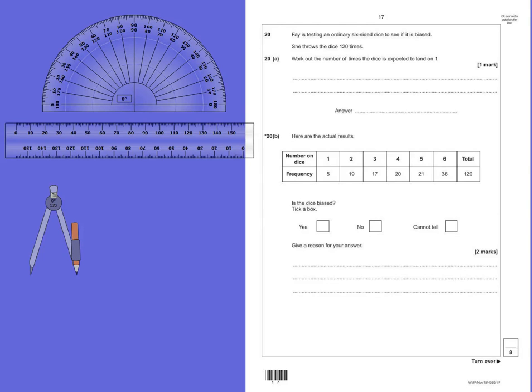Question 20. Faye is testing an ordinary 6-sided dice to see if it is biased. She throws the die 120 times. Question 20a asks us to work out the number of times the dice is expected to land on the number 1. On a 6-sided die, we know that there is only one number 1.